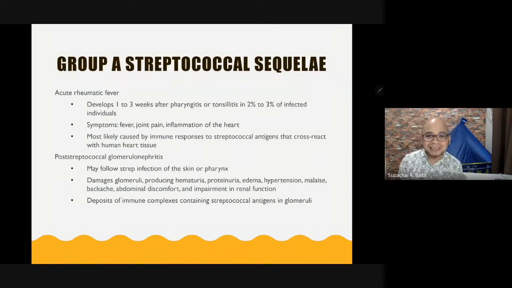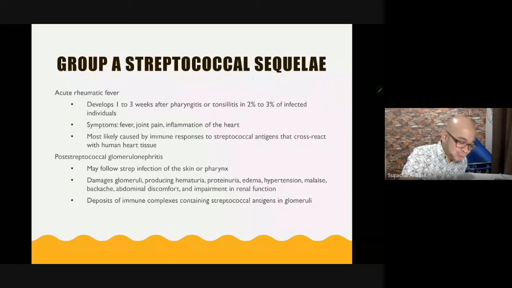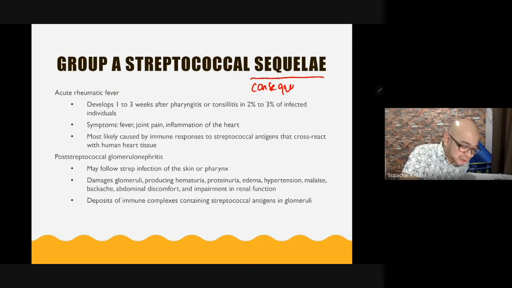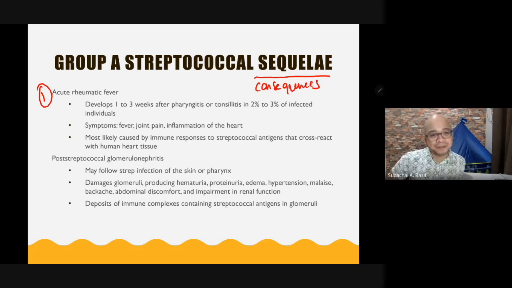However, what scares me the most is not the acute infection itself, but the consequences of having a group A streptococcal infection because of the possibility of the sequelae. So when we say sequelae, we are referring to the consequences of having streptococcal infection. One of them is called the acute rheumatic fever, and it develops 1 to 3 weeks after having pharyngitis or tonsillitis or having sore throat in 2 to 3% of infected individuals.